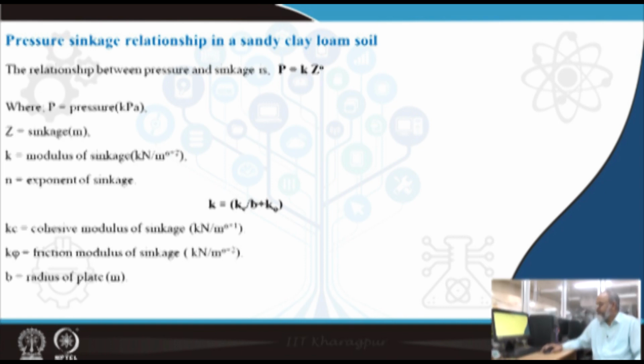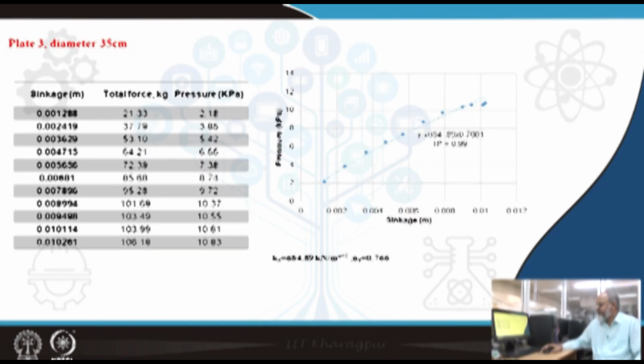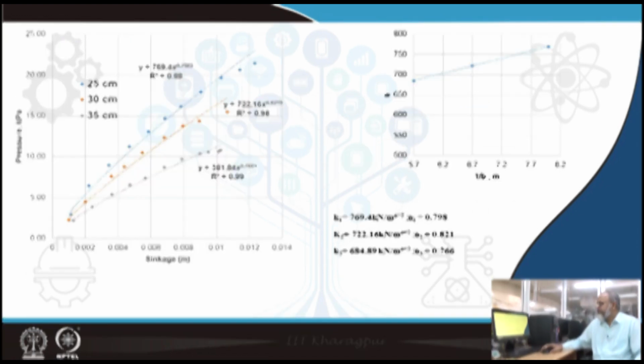So the K values which we got for three different plates, K1, K2 and K3, we tried to plot against 1 upon B. So we got three points. Then we tried to best fit these three observed points. What we observed is there is a straight line which can very well predict these values.